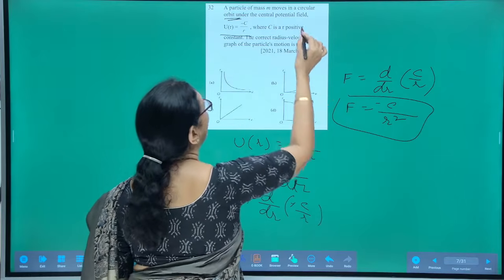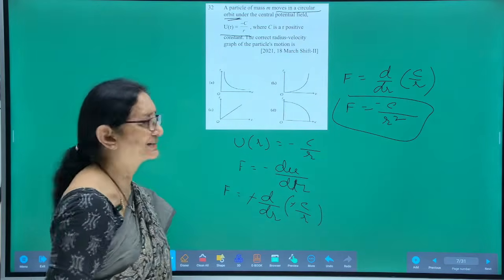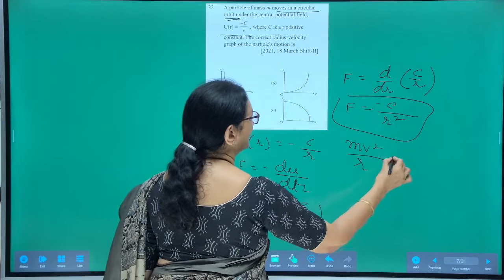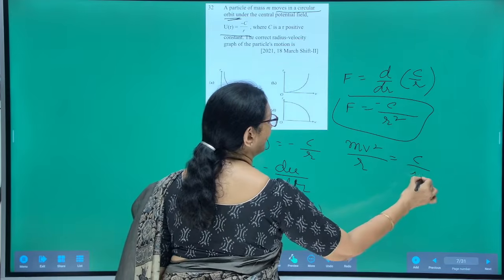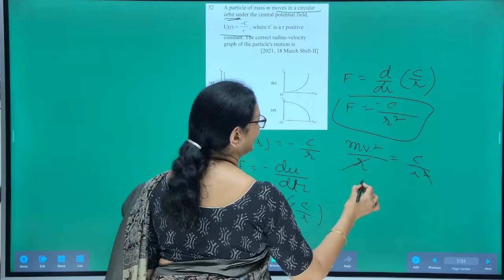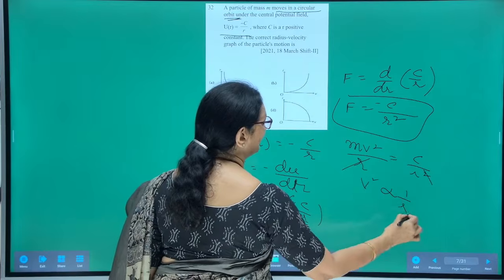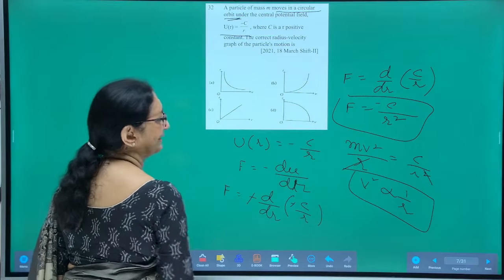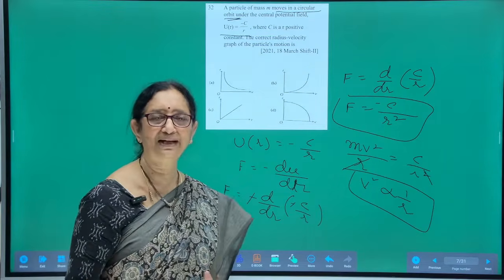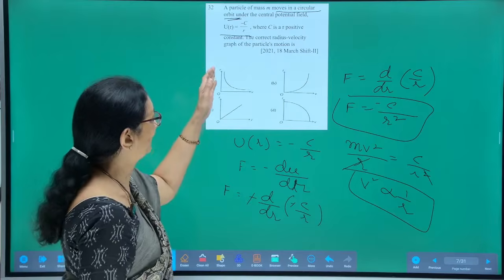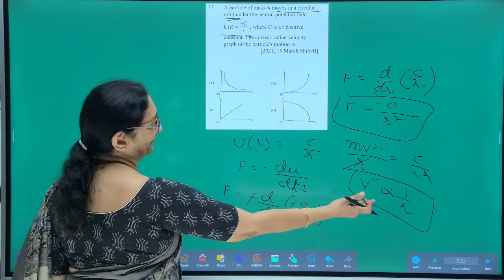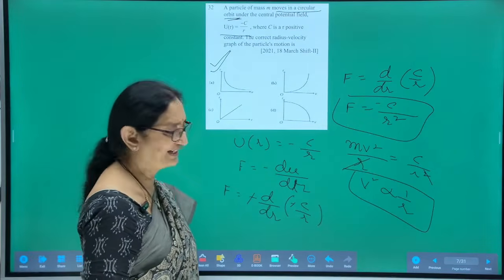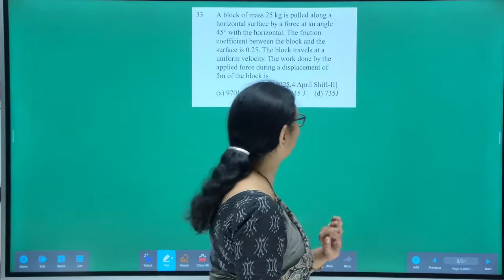This is F. But in the case of a body moving in a circular orbit, the force is nothing but the centripetal force, so mv squared by r is c by r squared. So, r gets cancelled, which implies v squared is inversely proportional to r. Of all the graphs, the graph representing x inversely proportional to y squared is the right one. Right. Okay, move on to the next problem.